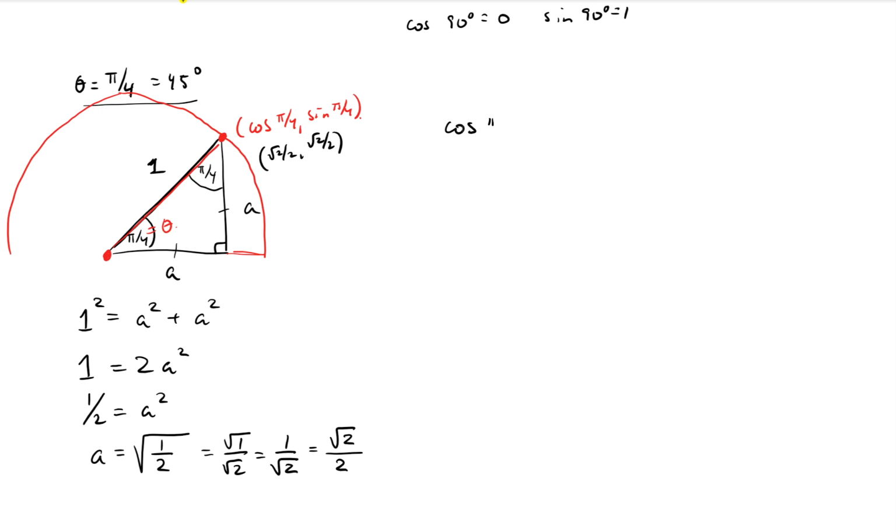So the cos of pi over 4, or 45 degrees, is root 2 over 2, and the same thing for the sine. It makes sense that they're equal, by the way, because at a 45-degree angle you've got the line y equals x. On this line, the x and y coordinates are equal. So of course the x and y coordinates are equal when that line intersects the circle.